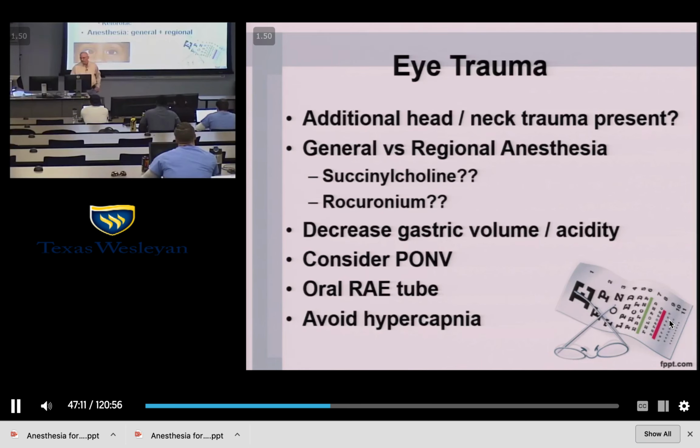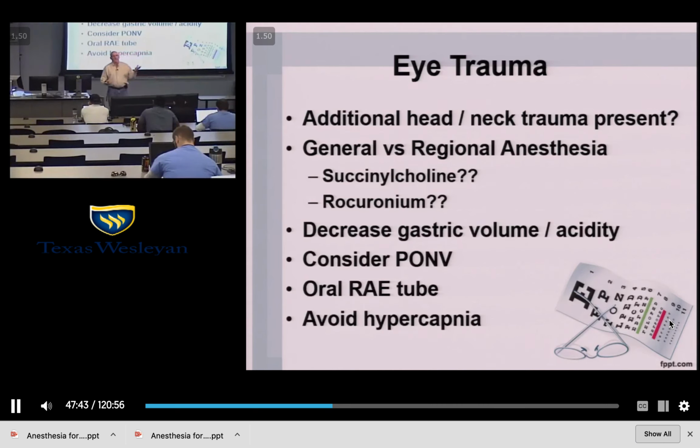Eye trauma. One of the first things we have to realize is that if there's an eye trauma, we also have to be aware, is there head or neck trauma present as well? Hopefully the C-spine has been cleared by the time that patient gets to you if he or she has had eye trauma, right? If your patient has the need for general anesthesia, then are we going to give them succinylcholine? Well, that's a mixed bag also. I told you that succinylcholine is one that clearly increases intraocular pressure.